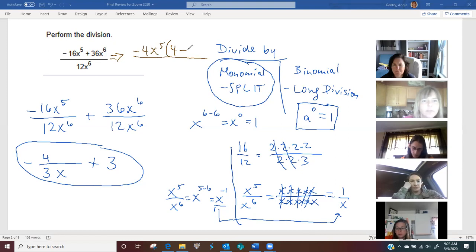Negative times negative is positive, and then you have a 9x, because x times x to the 5th is x to the 6th, you see? And then downstairs you'd have a 12x to the 6th, so you could say 4 times 3x to the 6th. But you see how this gets a little more convoluted when you do it this way.